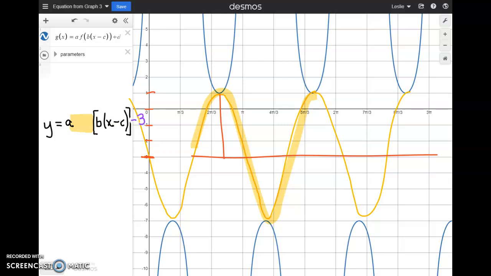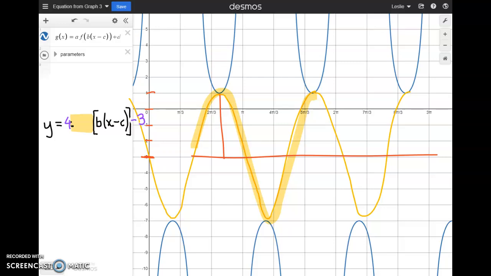That's my d value. And my amplitude is pretty obvious as well, right? It's 1, 2, 3, 4. 4 boxes. Each box is an integer. Each box is a unit. So my a value is going to be 4. Okay, I have 2 of them.